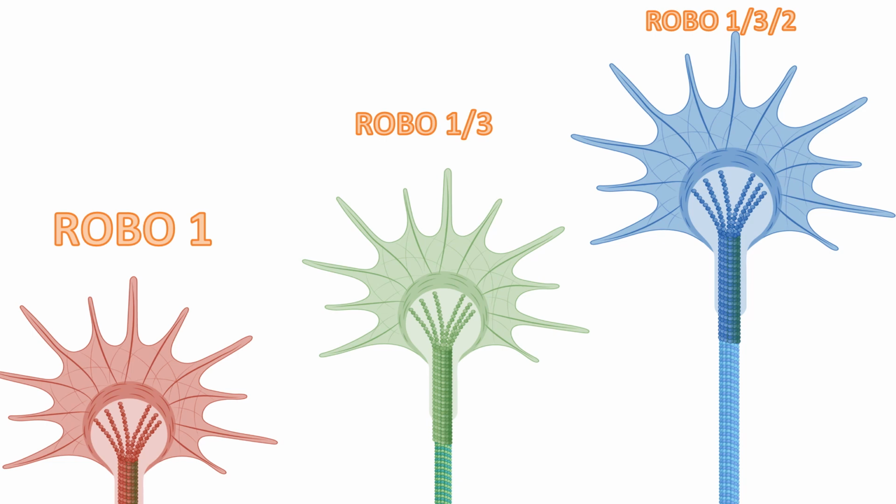What do I mean by that? Well, there's actually a couple different kinds of Robo. Robo 1, 2, and 3 were discovered in that order. However, Robo 3 is a little different than Robo 1 and 2. We won't go exactly into detail on that today, but all you really need to know is that if something contains only Robo 1, it's most likely not going to get very far from the midline. If it contains 1 and 3, it can get a little further, and if it contains 1, 2, and 3, it will go the furthest.